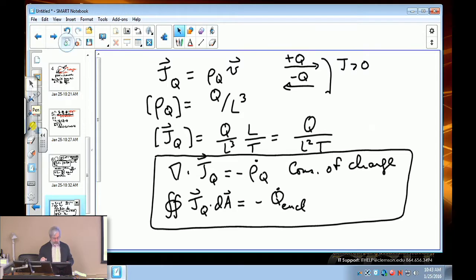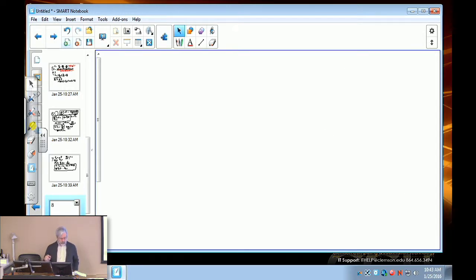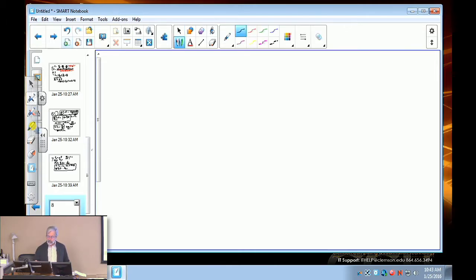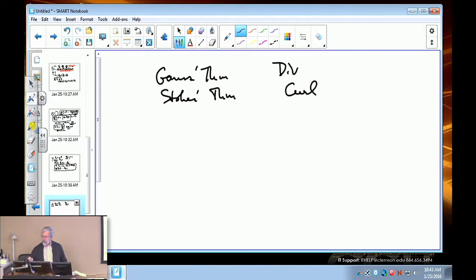Okay, now you're also going to encounter the curl, but don't worry too much about the curl. I want you to read about it. Stokes' theorem and the curl. So you'll read about Stokes' theorem and the curl. So just as Gauss's theorem has to do with the divergence, so Stokes' theorem has to do with the curl. Don't worry too much about the curl, but I want to study here, in kind of general terms, what is the difference between the divergence and the curl?